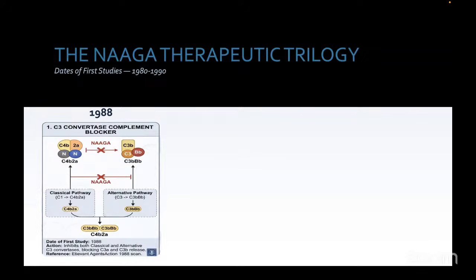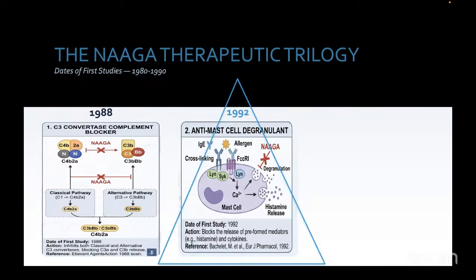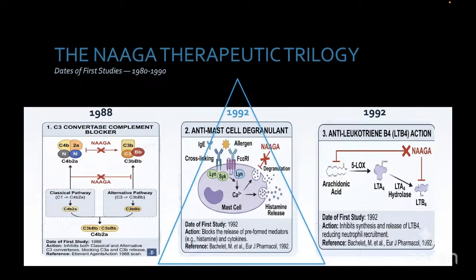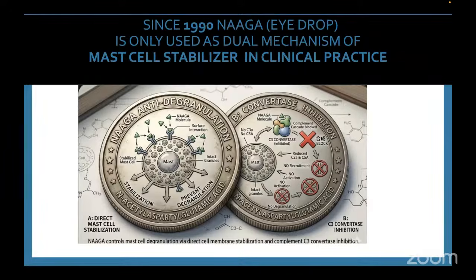The first one, it was identified as a C3 convertase complement blocker. NAGA blocks the C3 convertase by both pathways, the classical one and the alternative. Then it was identified as a mast cell stabilizer, which inhibits mast cell degranulation. And nearly the same year, it was also identified as a blocker of leukotriene B4, inhibiting the synthesis and the release of leukotriene B4 and reducing the recruitment of neutrophils. Since 1990, unfortunately, this molecule is only used for allergy as a mast cell stabilizer with some plus, which is a C3 convertase inhibitor.